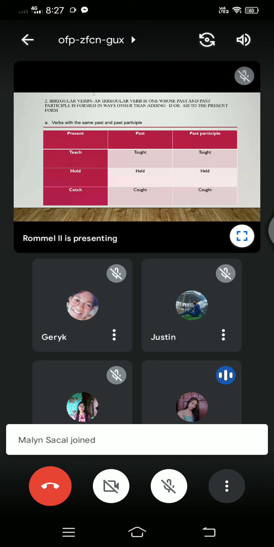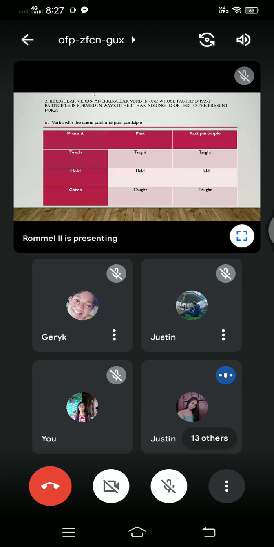Number 2, irregular verbs. An irregular verb is one whose past and past participle are formed in ways other than adding D or ED to the present form. There are some words that differ in the present and differ in the past. For example, teach becomes taught. For the past participle, there are verbs with the same past and past participle. They are the same, so what we use for the past is also what we use for the past participle.